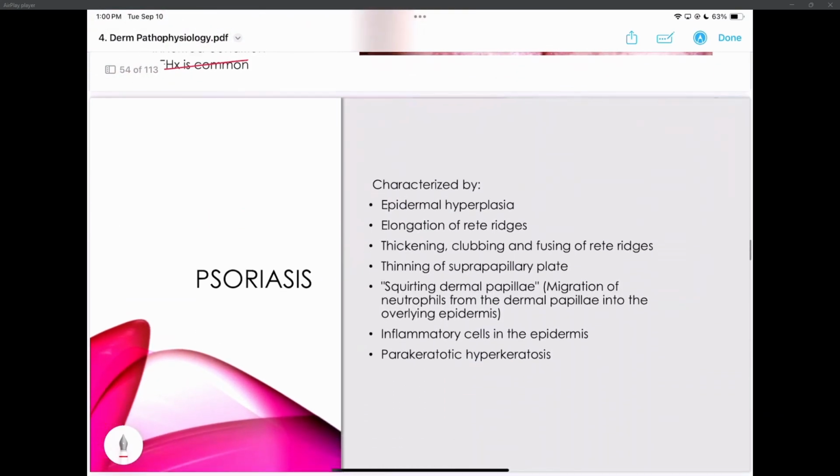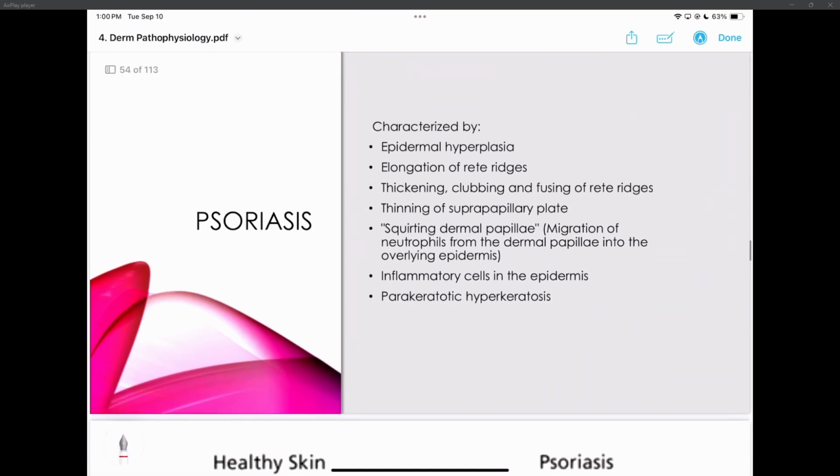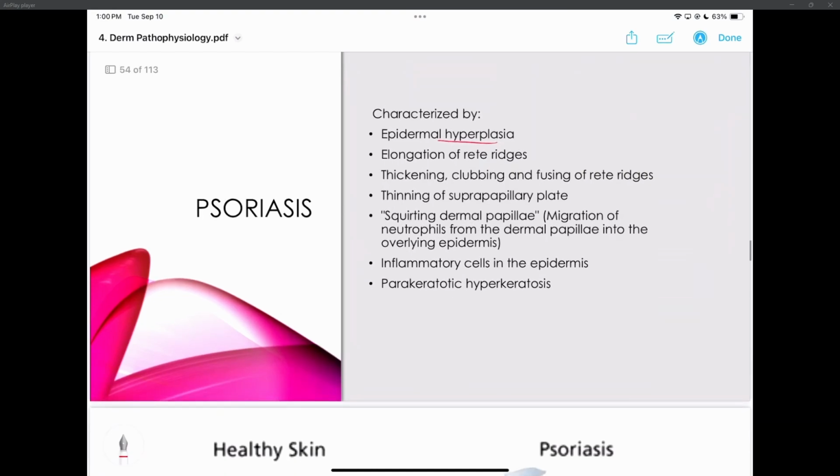Psoriasis is characterized by epidermal hyperplasia, so skin is getting thicker. Elongation of these rete ridges. Psoriasis is really the only one that affects the rete ridges. We'll talk about those later on. Thickening, clubbing, and fusing of those rete ridges, thinning of the suprapapillary plate. They may get what are called squirting dermal papillae. These neutrophils are in the area, get stuck inside there. Inflammatory cells and parakeratotic hyperkeratosis, so getting more thickened skin.